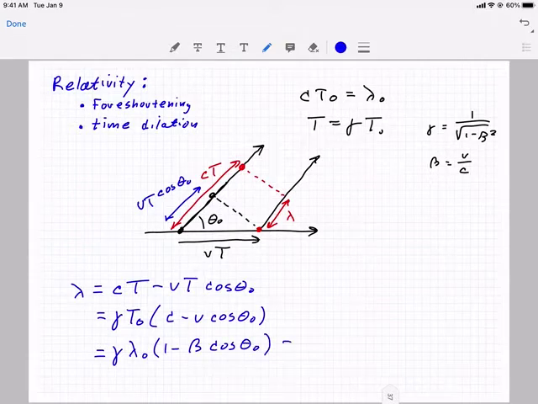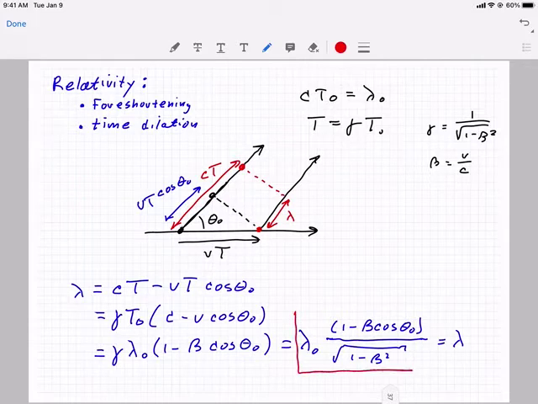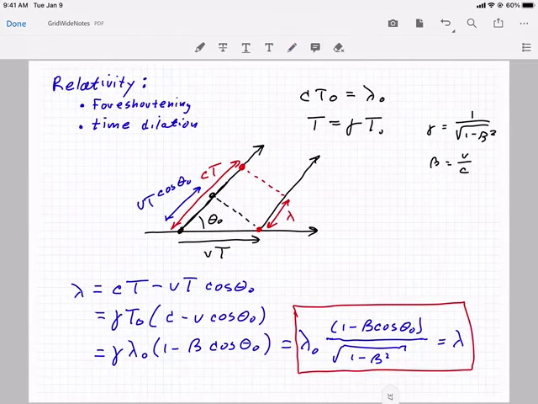Okay, and let me write out all the beta dependencies in this. So this is equal to lambda naught, and I've got in the numerator a 1 minus beta cosine theta naught, and in the denominator I've got the square root of 1 minus beta squared. Okay, so that's now the formula for the angular dependent Doppler effect. Right, so this is the angular dependent Doppler effect. And so we can already start to do some special cases.